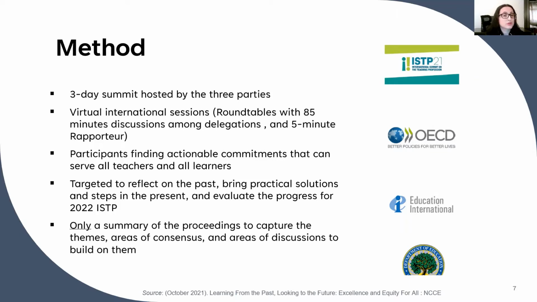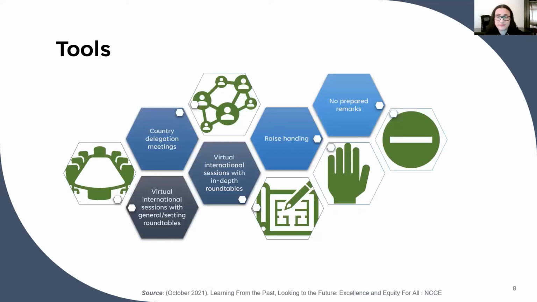And it's important to note that the ISTP is only a summary of the proceedings to capture the themes, areas of consensus, and areas of discussion to build on them. And that's what makes it practical and unique and different from other summits. So the tools, like mentioned, there are country delegation meetings. They were conducted through virtual international sessions with general roundtables, and there were other virtual international sessions with in-depth roundtables. And the tool that was used was the raise hand function.